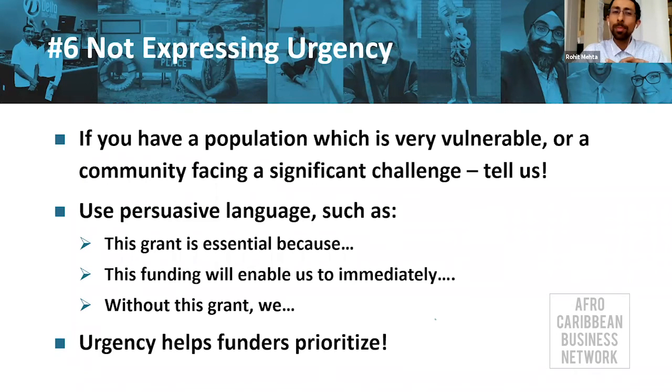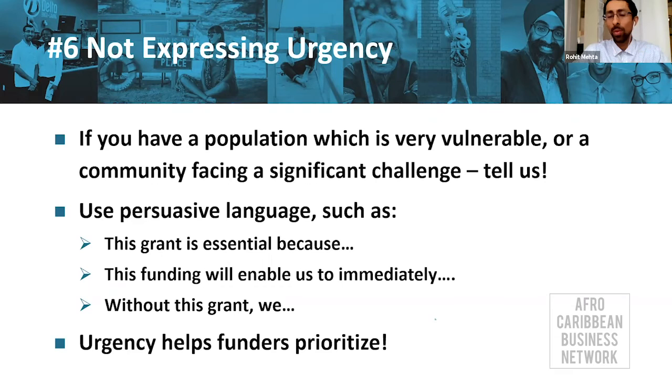So, top 10 most common mistakes made on grant applications, number 6, not expressing urgency. If you are working with vulnerable populations, especially right now, with COVID-19, you have to tell the funder that your population is vulnerable. You have to tell them that it's urgent, and you have to tell them that they need help now.